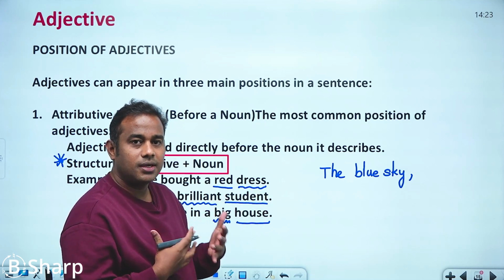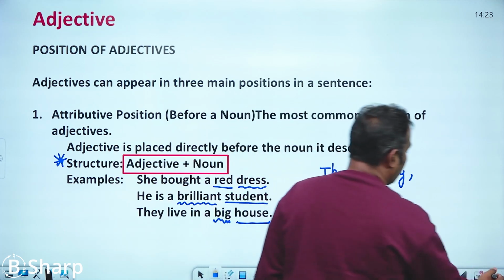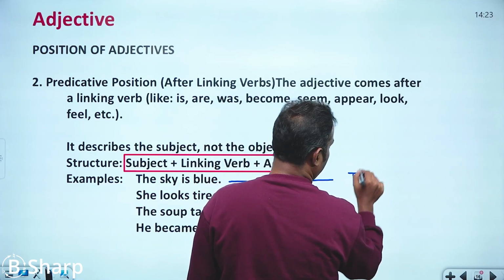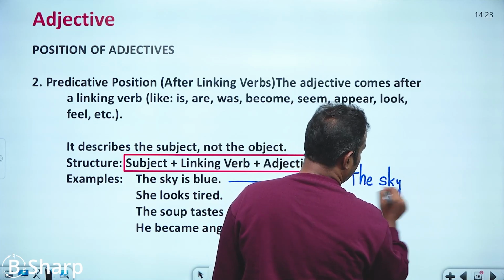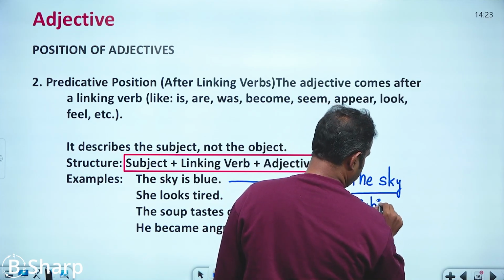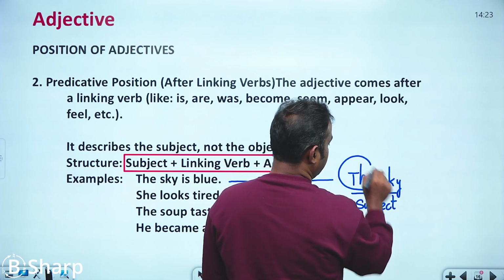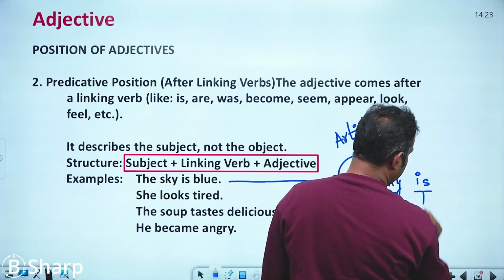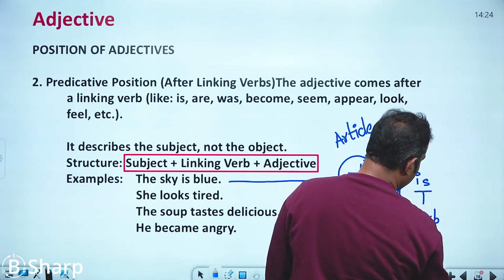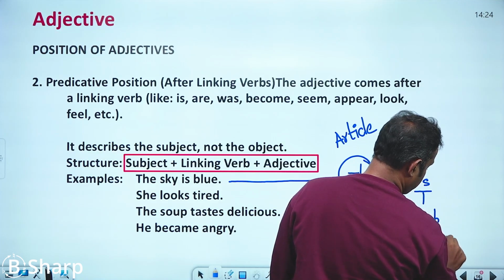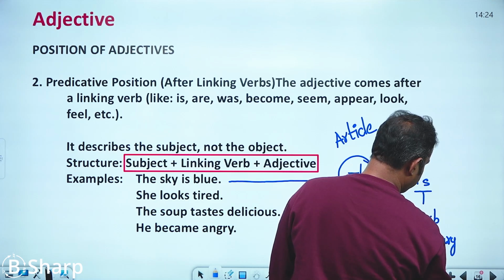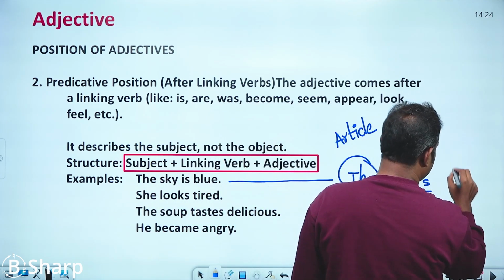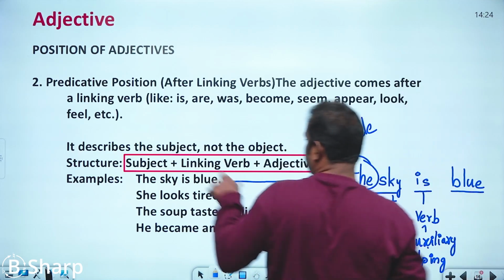To make the sentence complete and convey what you want to say, you can write: the sky is blue. Here, the sky is the subject, the is the article, and is is the verb, which is an auxiliary verb, or you can call it a helping verb. And now you are writing the sky is blue. This blue is the adjective.